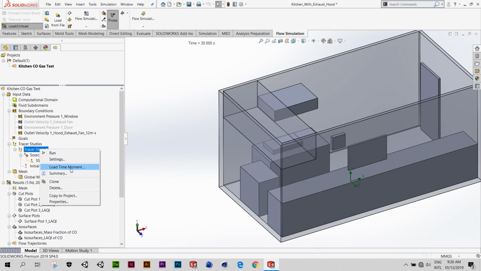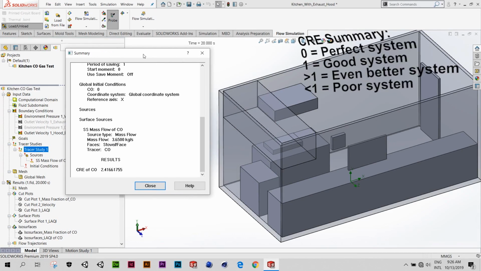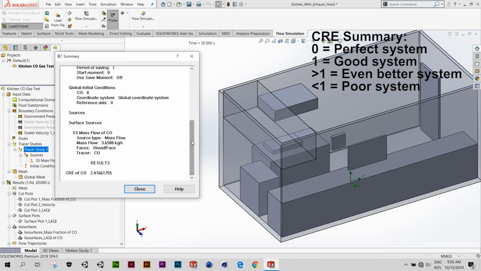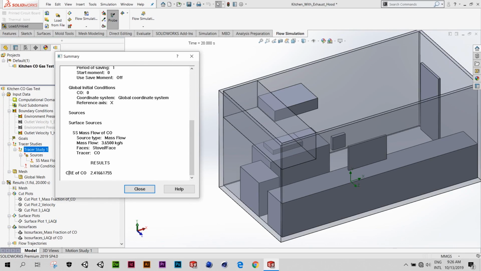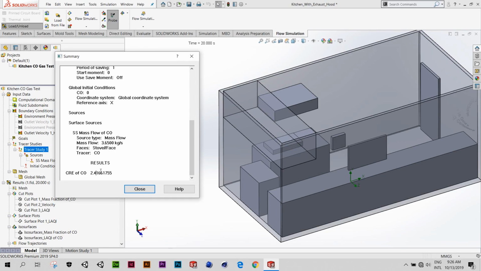And then, as you can see, I will look in the summary. You can see, meaning this system is very good in removing this carbon monoxide immediately. As you see, the contaminant removal effectiveness of carbon monoxide is 2.4. This means this is very good. A CRE result of 0 is a perfect system, a CRE result of 1 is a good system, more than 1 is even better, and less than 1 is not a good system. So that's how it is.